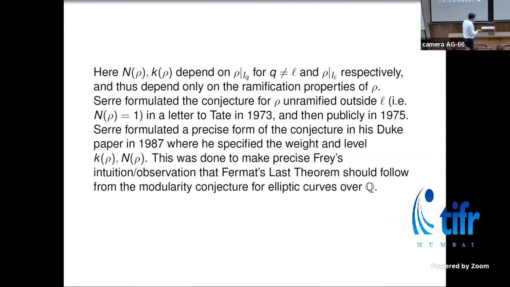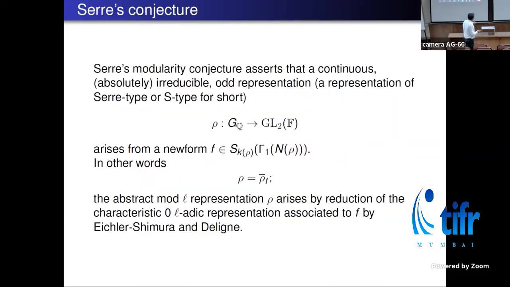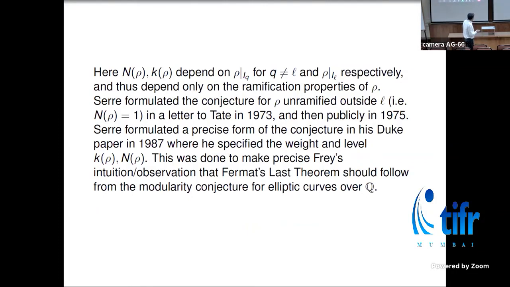And he in fact made a more precise conjecture. As I say, he first made this conjecture in a letter to Tate in 1973, and then published a small note about it in 1975. But then, stimulated by Frey's brilliant idea about deducing Fermat's last theorem from these types of conjectures, he made the invariants from which the Galois representation arises more precise.